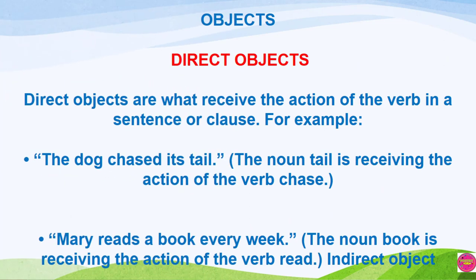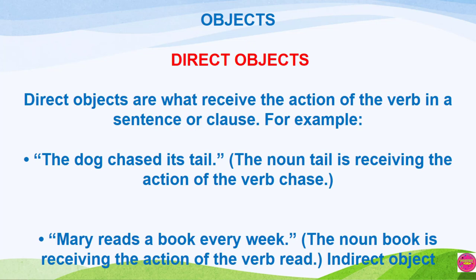Object. What then is the object of a sentence? When it comes to objects, we have direct and indirect objects. Direct objects receive the actions of the verb in a sentence or clause. For example, the dog chased his tail. The noun tail is receiving the action of the verb chase.